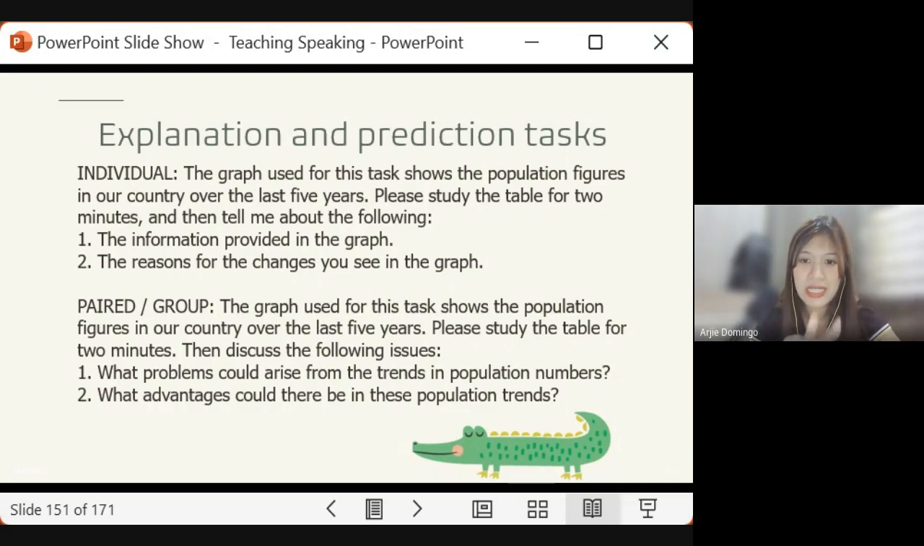And another example would be the paired or group explanation or prediction task.